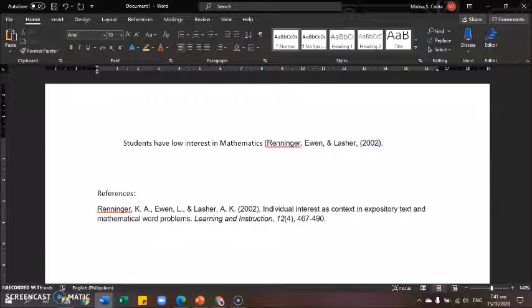And then, kukunin natin yung parentheses dito. Ayan. Tapos, may comma yan before the year, ha? Okay. Ayan. So, we have Renninger, Ewen, and Lasher, comma, and then 2002. And then, that's the time na ilalagay mo yung period, meaning end na yan ng sentence. Okay? So, that's how you do it in your rationale and how to cite authors.